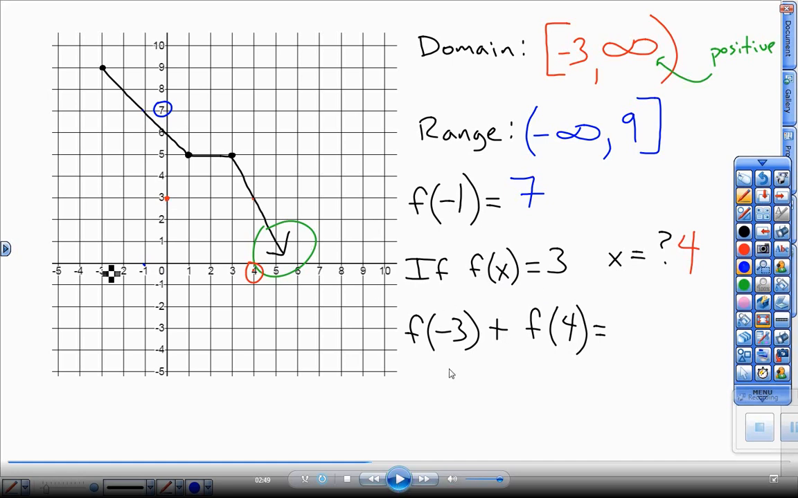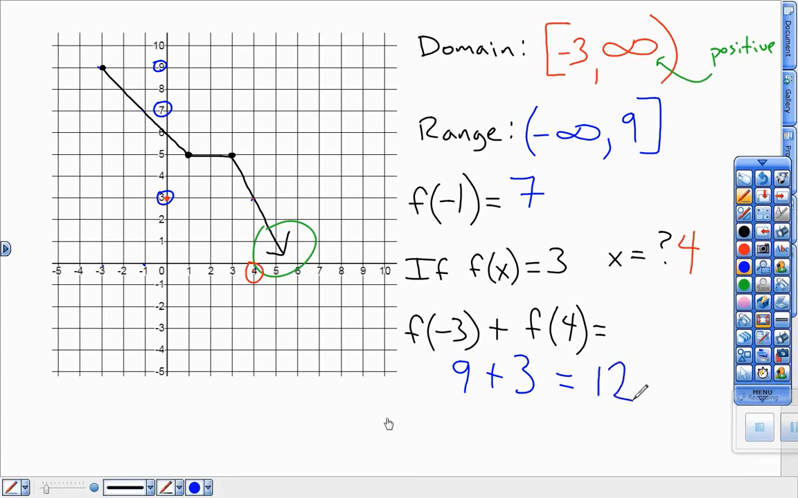This next one is giving you two x numbers. Find what the y values are and add those up. So -3 right here, I go up to the line, look over, that's 9. F of 4, find it, look over, that is 3. So again, f of -3 right here, go up, hit that line, look over, 9. F of 4, here it is, go up and hit that line, look to your left, 3. And when I add those up, that gives me 12.